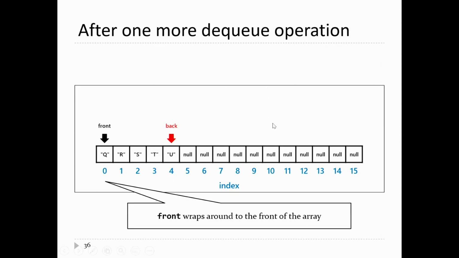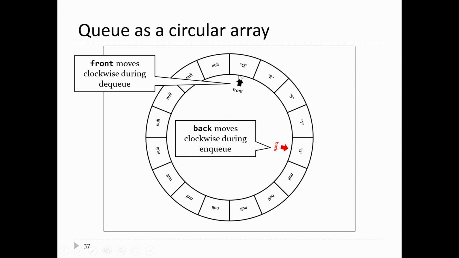So all I'm going to do is take this array and wrap it around so that the two ends join, and draw it as a circle. So this is the same array as this. Front is here, back is here. Every time you NQ, back just moves clockwise. So if I NQ another element, back moves here, and it just keeps on going around. Every time you DQ, front moves clockwise. So if I DQ the Q, front moves to the R, and it moves clockwise as well. So one way to draw this is as a circular array. Now in a circular array, you have a fixed number of elements. So we want to address that in the next lecture.